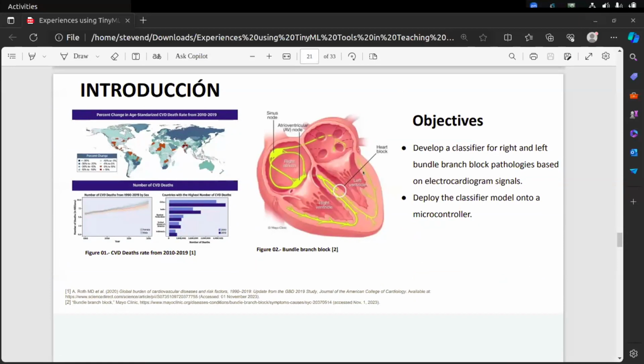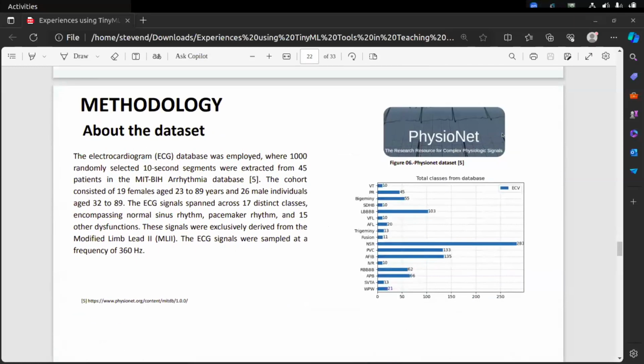We found a data set from PhysioNet. PhysioNet is a platform in which you can find a lot of data sets, principally of physiological signals. We got a data set and then we analyzed it. The idea was that we uploaded the data to Edge Impulse, and we analyzed this data, and then we inferred it on a microcontroller.